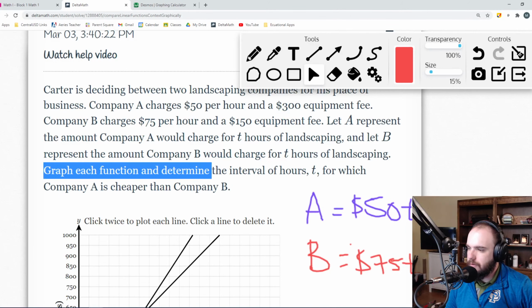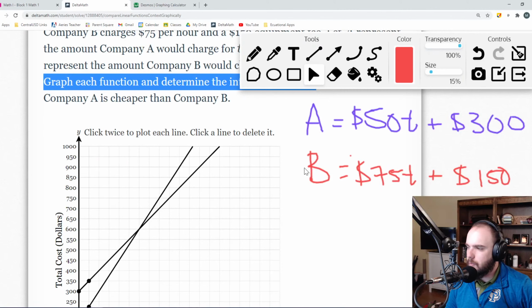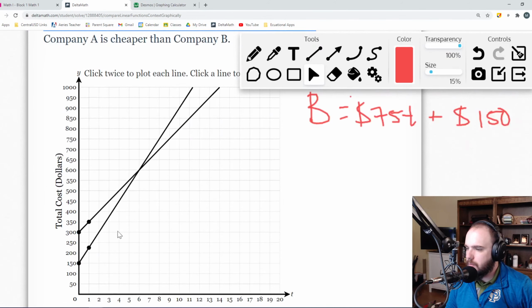It's going to ask us to graph and determine the interval of hours for which company A is cheaper than company B, right? So we're trying to figure out, when is company A going to be cheaper than company B? And we said company A was this one here. So from 0 all the way out, this point right here is where they are the same, right? So let's go ahead and draw a few lines here.